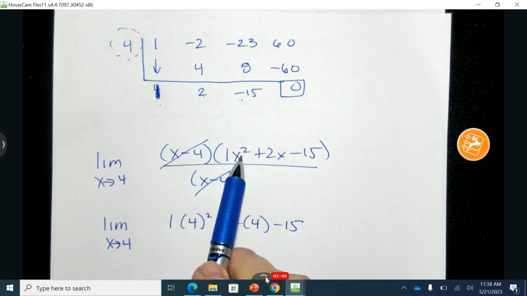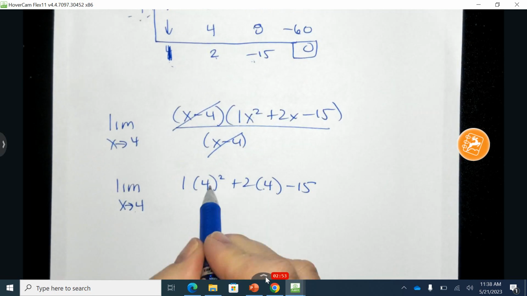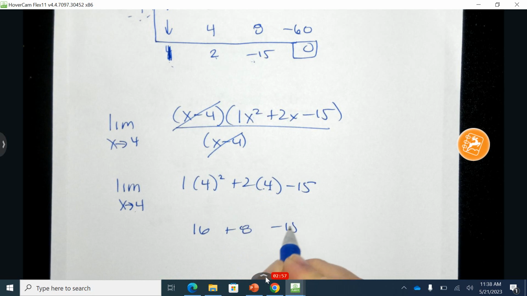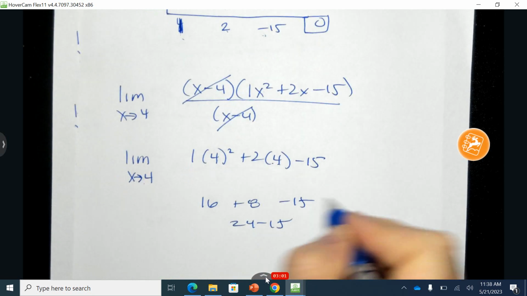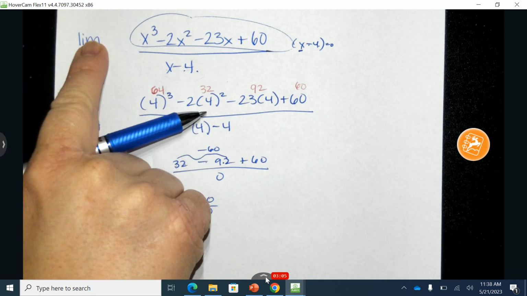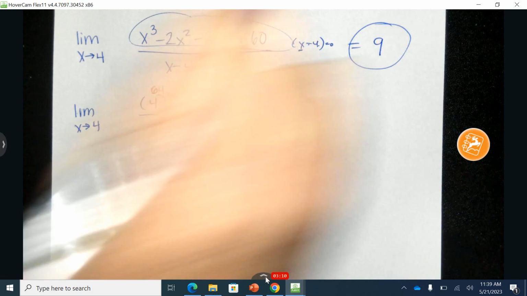Okay, so I substitute a 4 into each of those positions. I know 4 squared is 16. 16 times 1 is 16. 2 times 4 is 8. 8 and 16 is 24. And 24 minus 15 is 9. So if I come all the way back up here as I evaluate this limit as x approaches 4, I know the answer is 9.